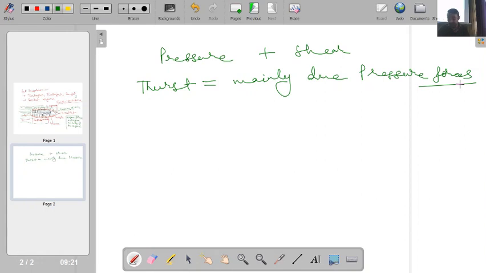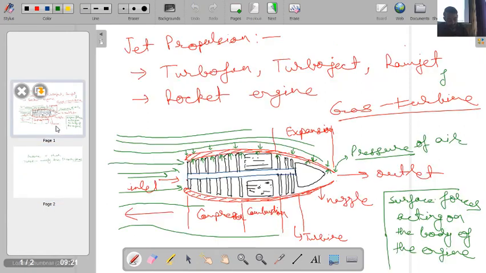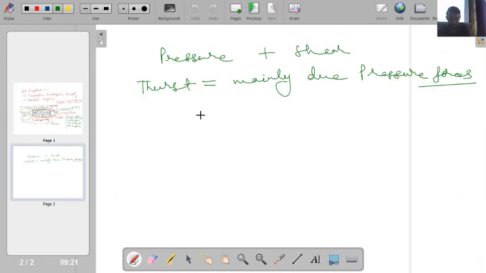Now if we have to calculate the pressure force, we can write F equal to minus the surface integral of P dS vector.